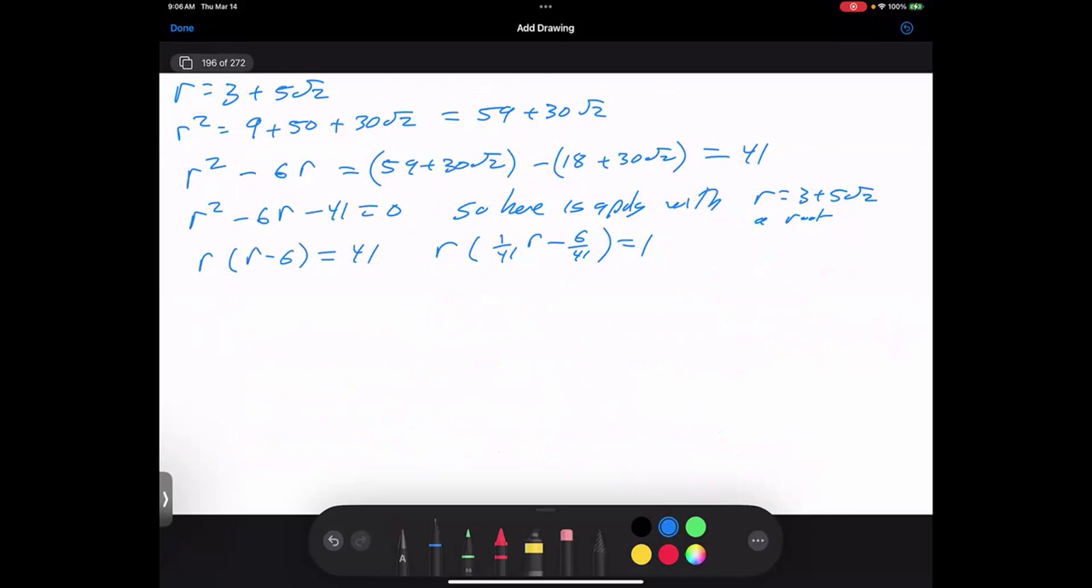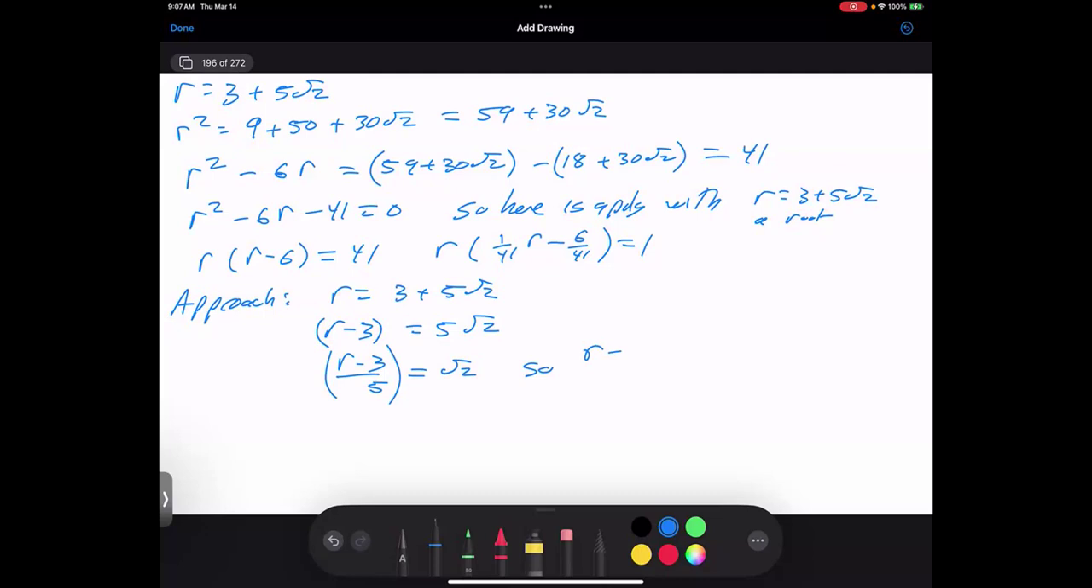Another approach is we have r is equal to 3 plus 5 root 2. I could look at r minus 3 is 5 square roots of 2. So (r minus 3) over 5 is the square root of 2. So ((r minus 3) over 5) squared equals 2. So (r minus 3) squared minus 50 equals 0. So r squared minus 6r plus 9 minus 41 equals 0, so we get the same polynomial.